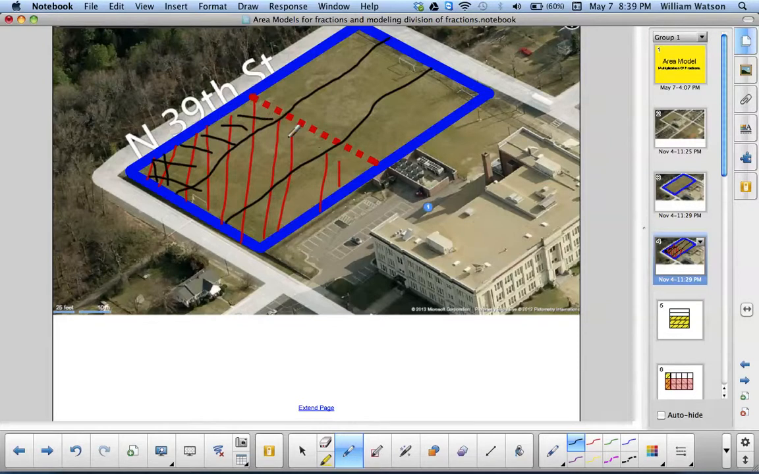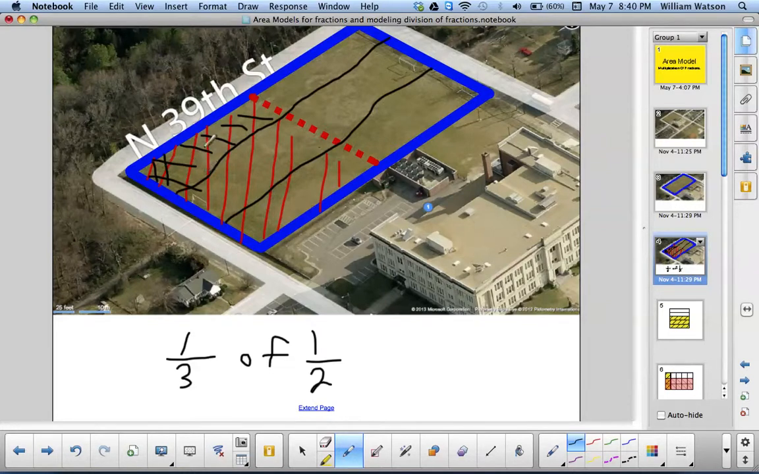So they're going to be on half of the field, and of that half of a field, they're actually going to be on a third of that half. So we'll translate that into a number sentence. They'll be on a third of half of the field.